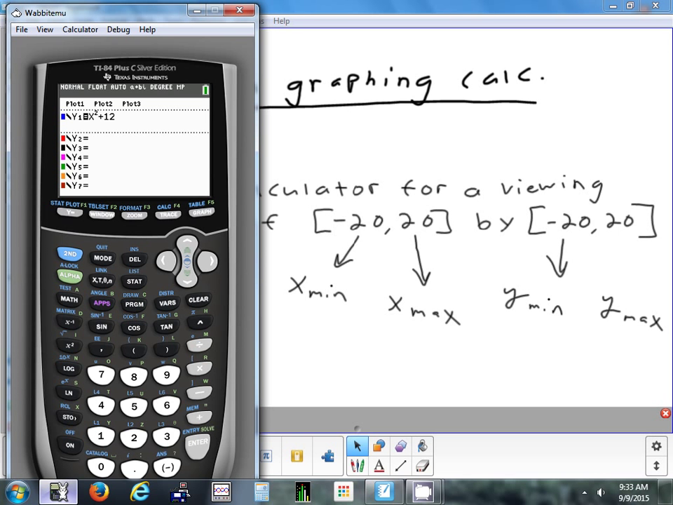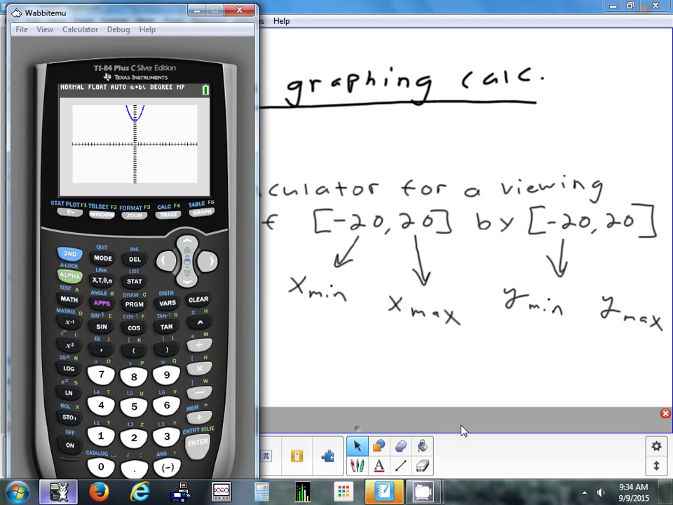Okay? So when you graph something that's squared, that's a parabola. Plus 12 shifts it up 12 units. So I knew that in a window of negative 10 to 10, if I shifted it up 12, it'd go right off the screen. That's why I did that.